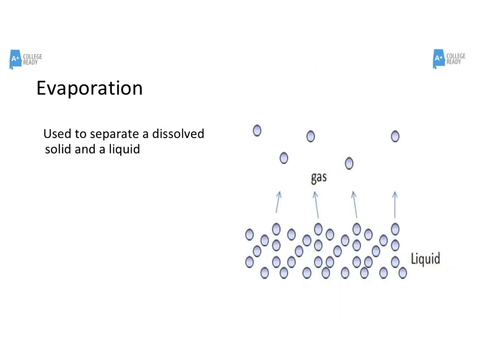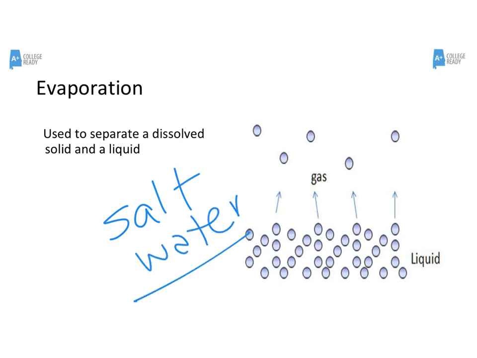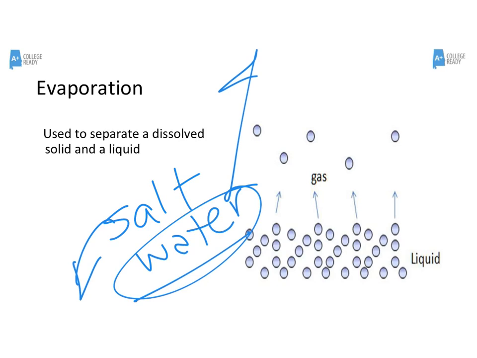Evaporation is used to separate a dissolved solid and a liquid. For example, salt water again, we've talked about that once before. If you wanted to separate the salt from the water in a saltwater solution, you simply evaporate the water away. Salt is left at the bottom.